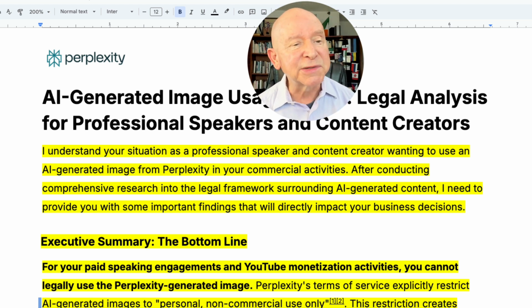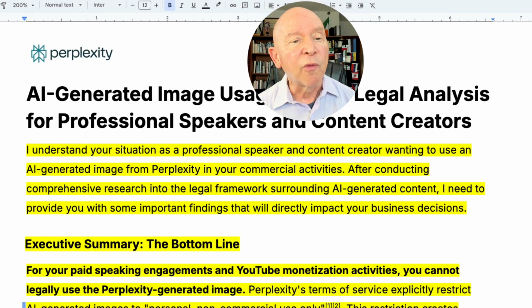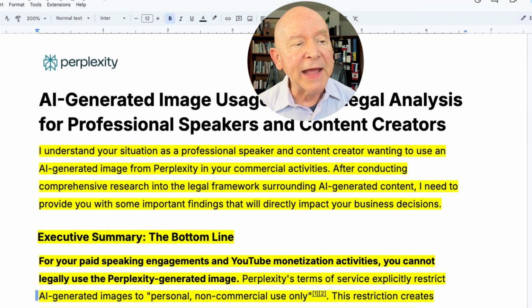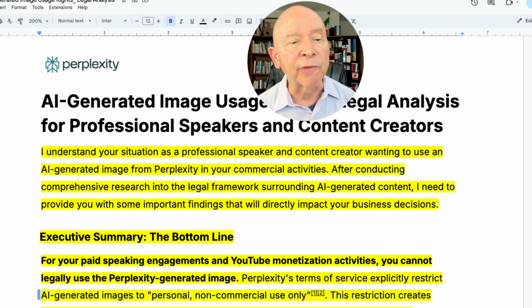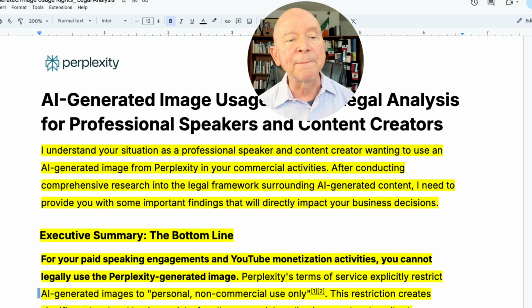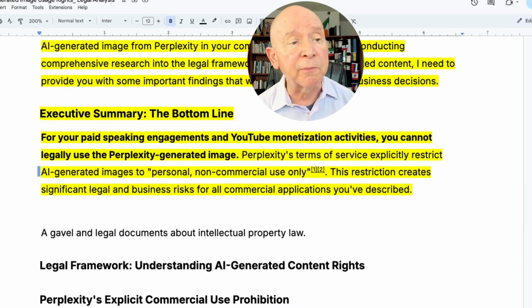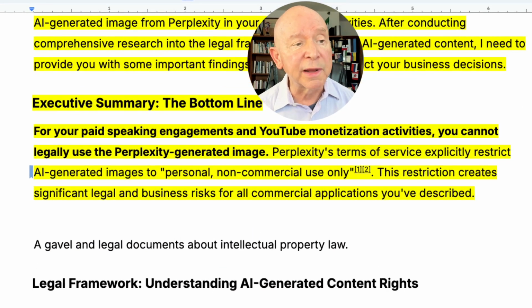But anyway, it says, as a professional speaker, content creator, wanting to use an AI-generated image from Perplexity on your commercial activities. After conducting comprehensive research into the legal framework surrounding AI-generated content, I need to provide you with some important findings that will directly impact your business decision. In other words, this is really important. Now get this. This is really important.